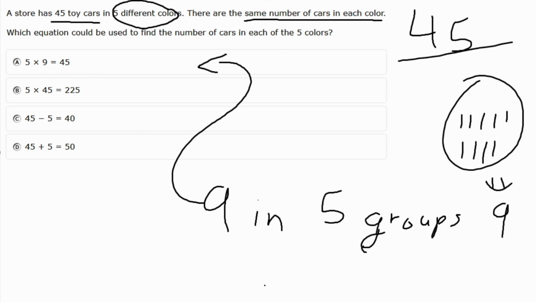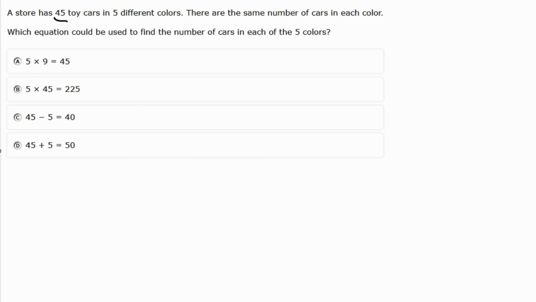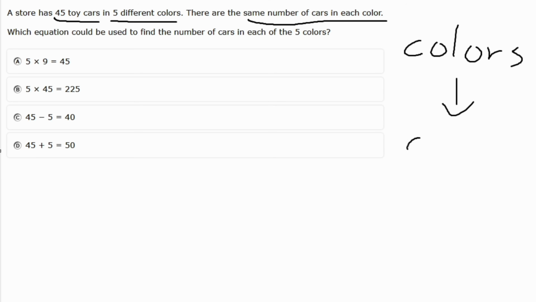All right, so now let's try and solve this problem with a different strategy. So let's take it again. We have 45 toy cars in 5 different colors. Same number of cars in each color. Which equation could be used to find the number of cars in each of the 5 colors? Right. So here it's important to understand that our colors are the same thing as groups, okay? Our colors are the same thing as groups. All right, and if we look back in our question, they want us to find the number of cars in each of the 5 colors or groups.